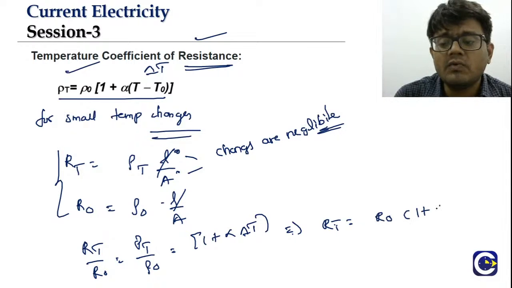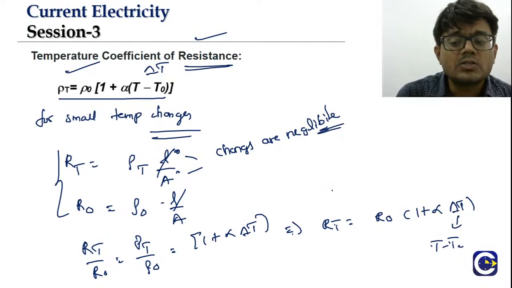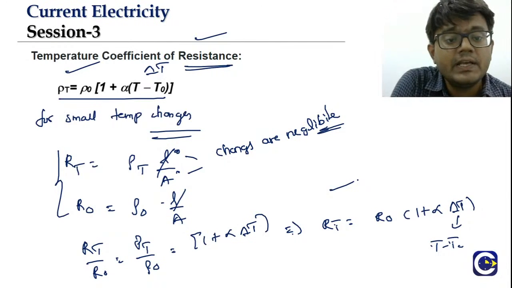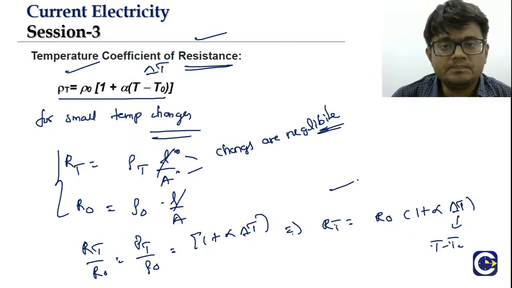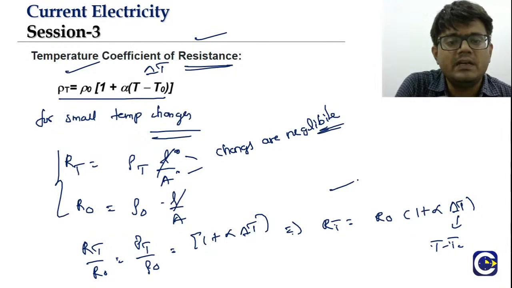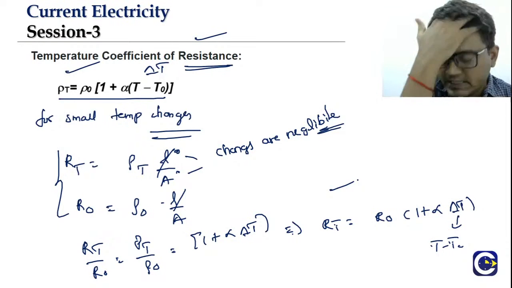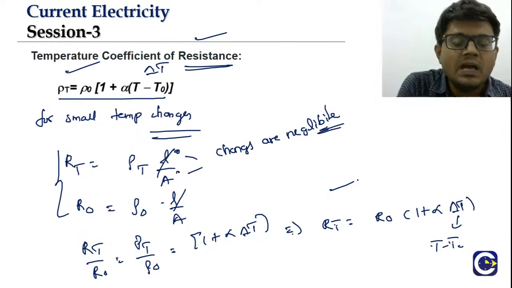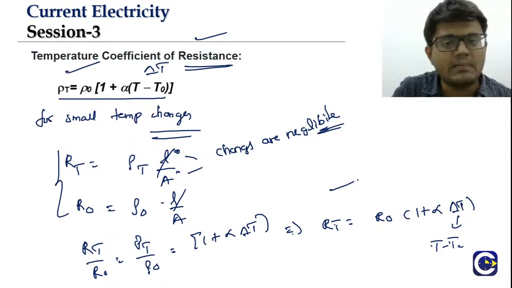R naught into 1 plus alpha delta T. So delta T, we can say, is T minus T naught. Okay? As it is, whatever relation we have in terms of the resistivity, we will get the same expression in terms of resistance also. So generally we will use them interchangeably. Temperature coefficient of resistance or temperature coefficient of resistivity, we will use the same alpha.